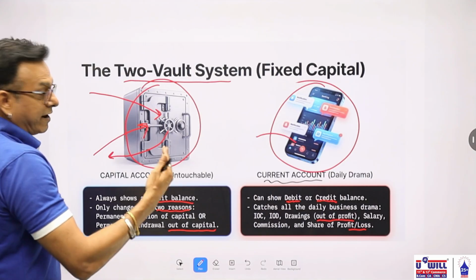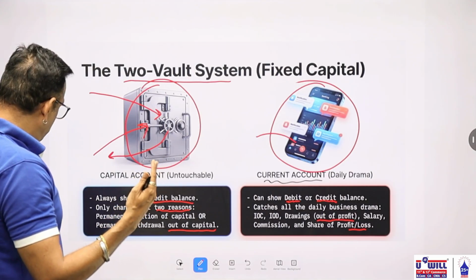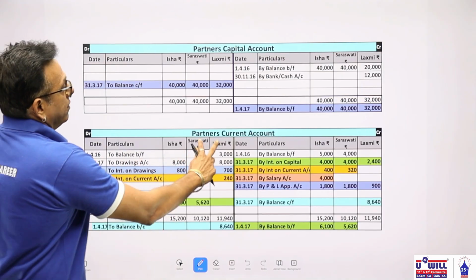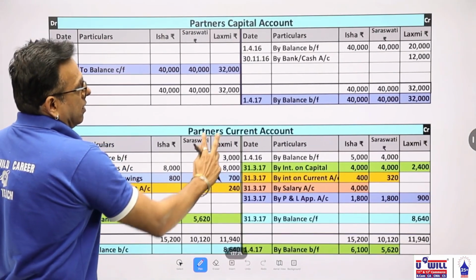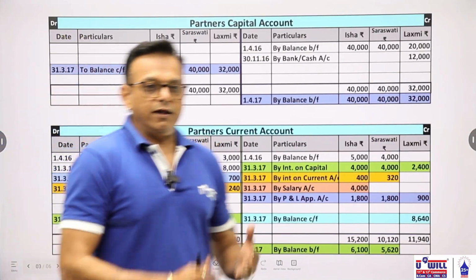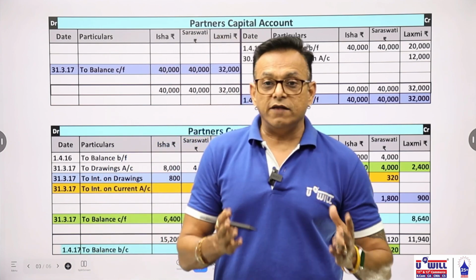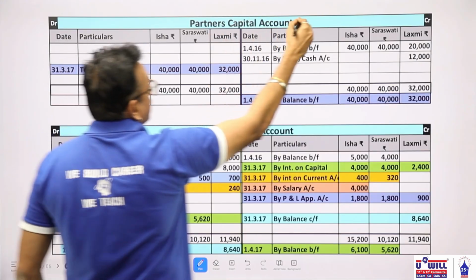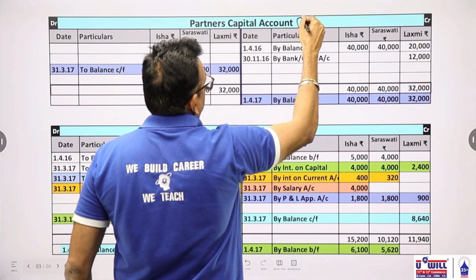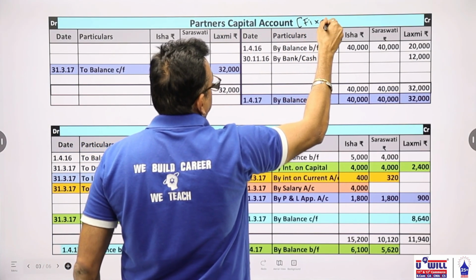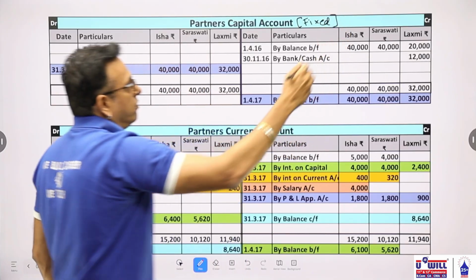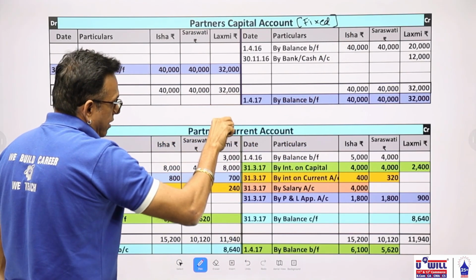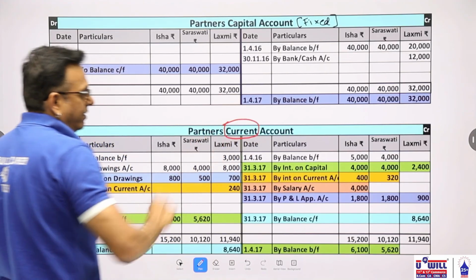Now, to make it more clear to all of you, dear students, we have a specimen of how fixed capital accounts are maintained. So you can see over here, you have the partners' capital account. This is going to remain fixed unless there is addition or withdrawal of capital. And then you have the partners' current account.